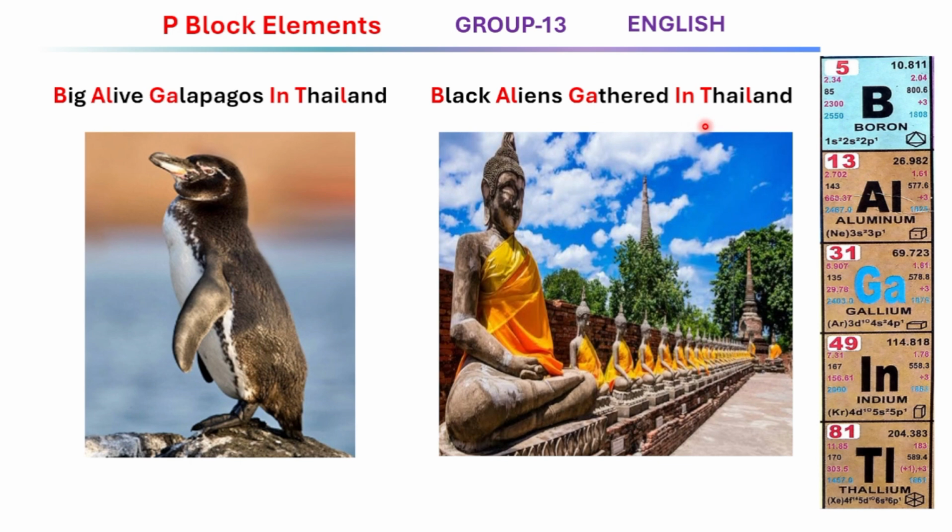Because this Avengers war was going on, and that's why these black aliens gathered in Thailand. From black we'll get B for boron. Aliens, Al, aluminum, gathered Ga, gallium, in indium, Thailand. From Thailand you have to remember Tl stands for thallium. So black aliens gathered in Thailand.